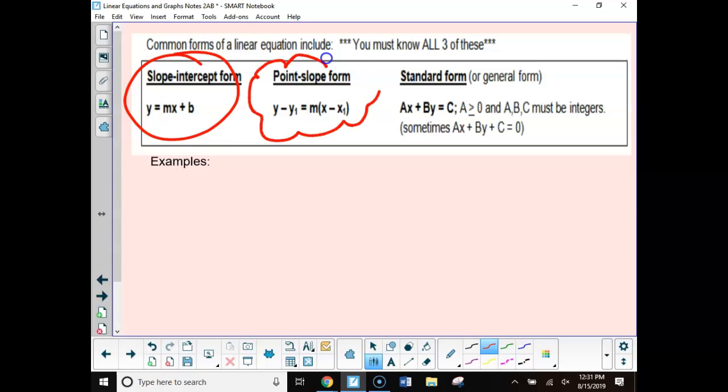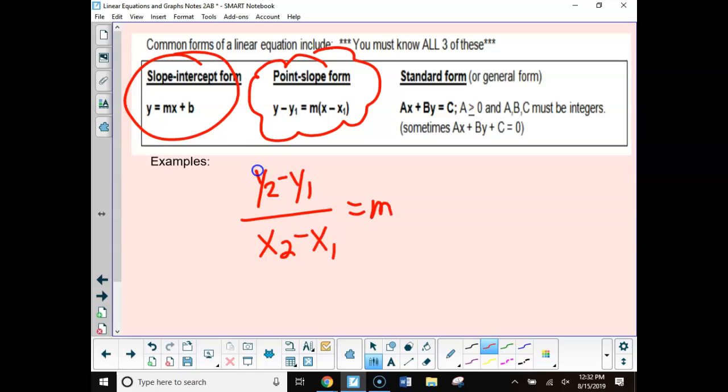This is the one students struggle with because they don't remember using this much. You should have used this in geometry. How many of you feel like you're good with this one? A couple of you? Most of you are like, kind of remember that. Let me show you something. We just wrote this in our notes, yes?